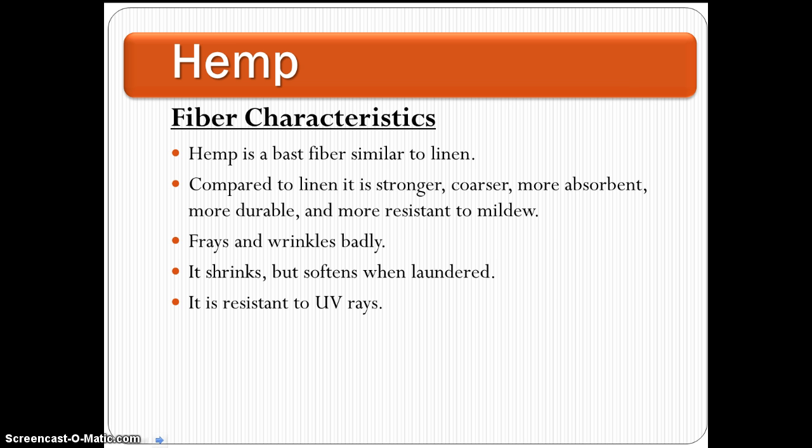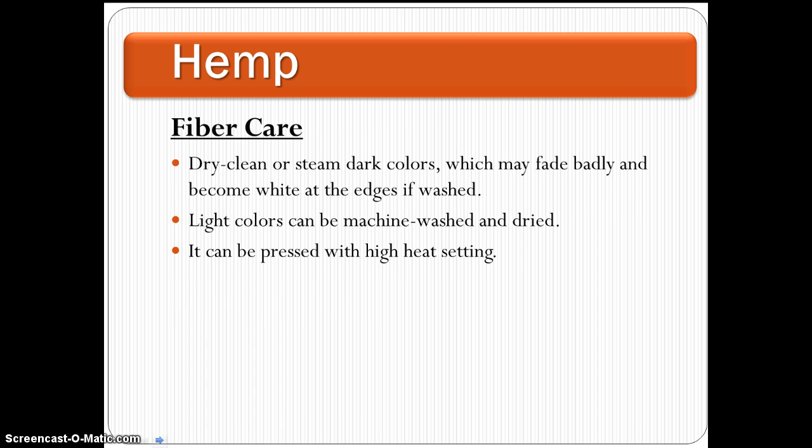Hemp is a bast fiber similar to linen, but compared to linen, it is stronger, coarser, more absorbent, more durable, and more resistant to mildew. But it can fray and wrinkle badly when it's made into a cloth. It does shrink, but it softens over time when laundered. It actually is resistant to UV rays. Dry clean or steam dark colors which may fade badly and become white at the edges if washed. Light colors can be machine washed and dried, and it too can be pressed with high heat settings.